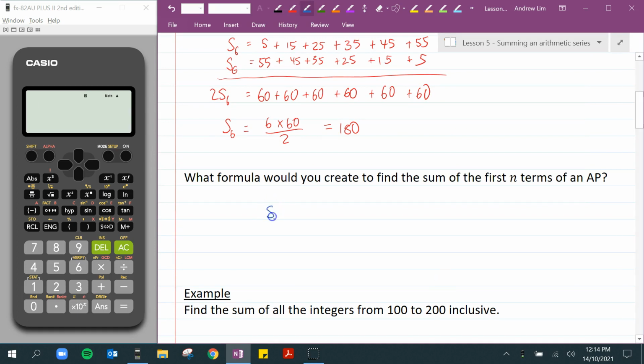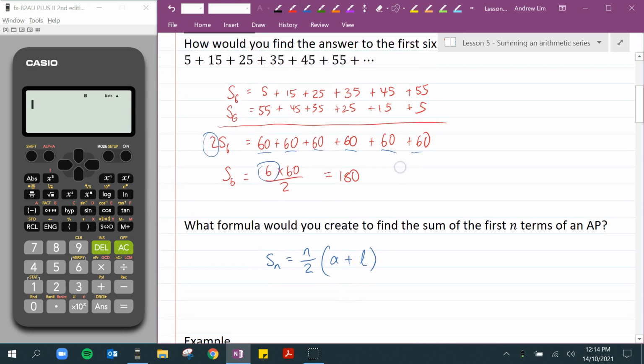Well, the sum of the first n terms is equal to the number of terms. See how there were 6 here? That's where we got the 6, divided by 2, times whatever the first term is plus whatever the last term is. Well, the first term is 5, the last term is 55, and when we add them together, we get 60. That's how we got this 60. Now, this is a very important formula, and it's actually on your reference sheet.